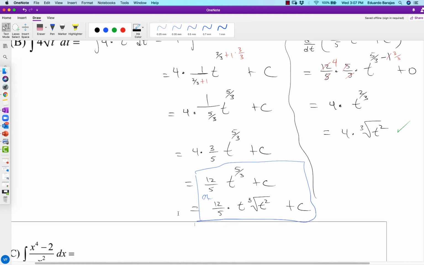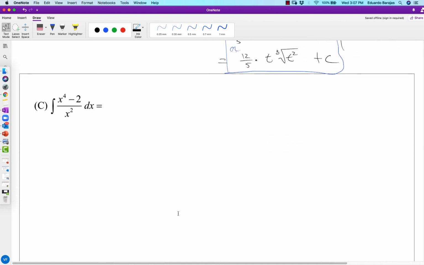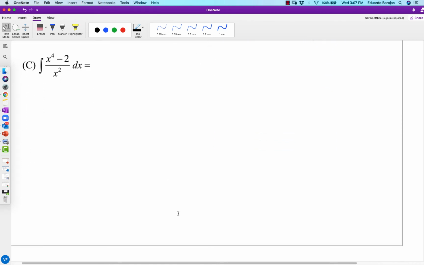All right, one more example. What if we had something like this? Ooh, that's ugly. And I know that when we're finding derivatives and we see an ugly fraction like this, right away we start thinking about the quotient rule, right? Low d high minus high d low over the denominator squared we go.